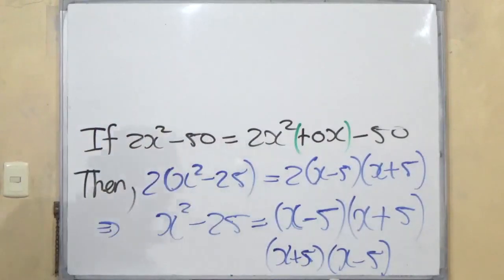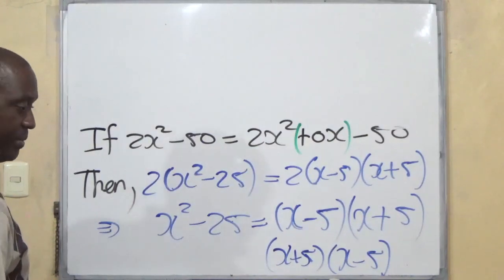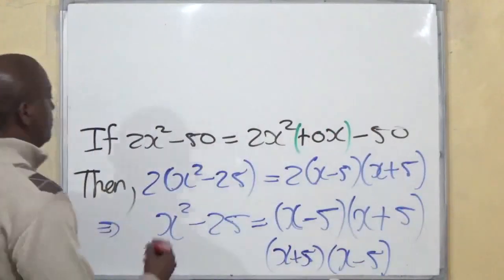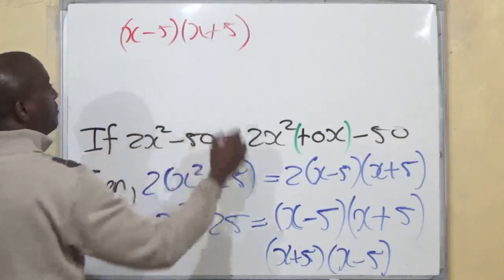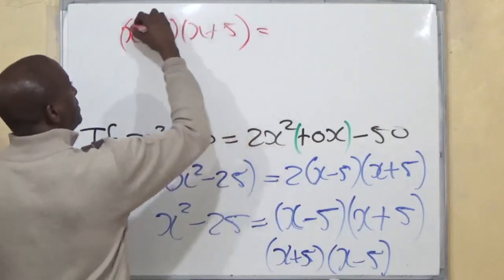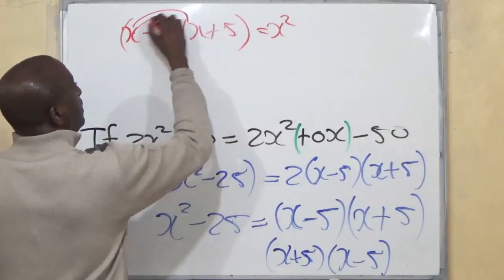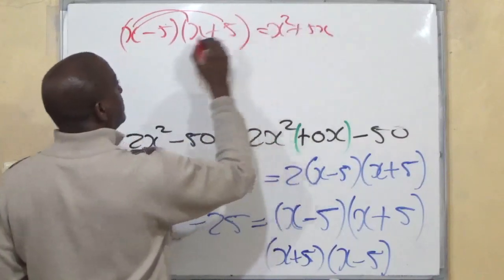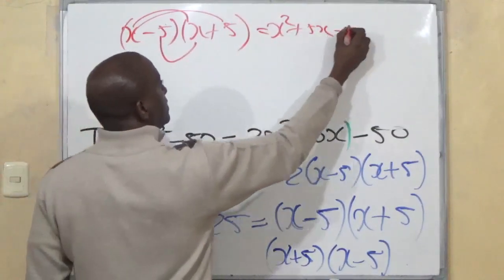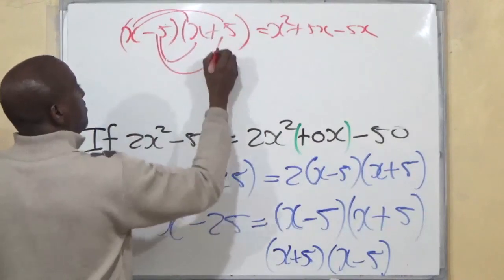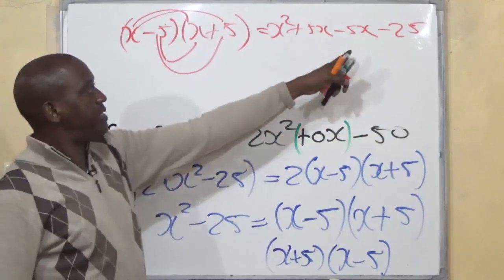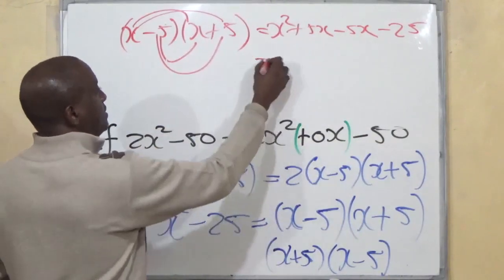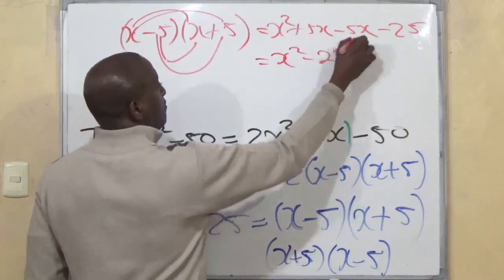So again, we're doing it backwards just to drive home the point. X minus 5 multiplied by x plus 5. X by x is x squared. X by 5 is 5x. Minus 5 by x is minus 5x. And minus 5 by plus 5 is minus 25. So 5x minus 5x is 0, and we get x squared minus 25.